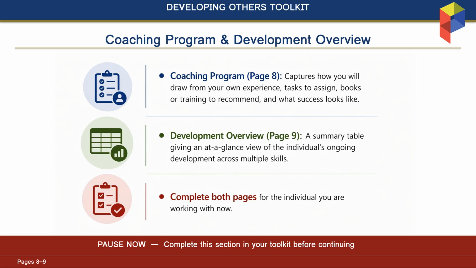Turn to pages 8 and 9. The coaching program on page 8 captures how you will draw from your own experience, tasks to assign, books or training to recommend, and what success looks like. The development overview on page 9 is a summary table giving an at-a-glance view of the individual's ongoing development across multiple skills. Pause the video now and complete both pages for the individual you are working with before continuing.